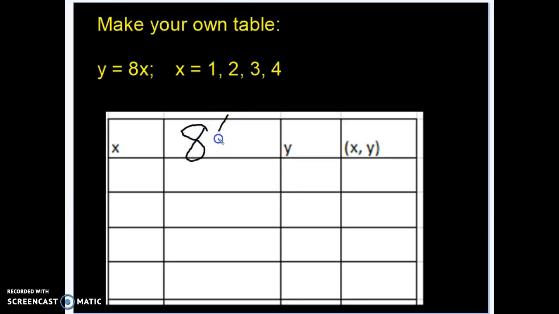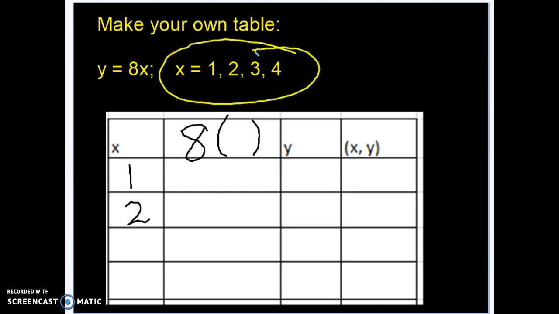So what we're going to do is take the x out, and whatever x is, we're going to put it inside the parentheses there. So this is telling us that x could be 1, it could be 2, 3, or 4. So when we create a table, because it tells us that the x values are 1, 2, 3, and 4, then we know that when we fill out our table, in the x column, we want 1, we want 2, we want 3, and 4.